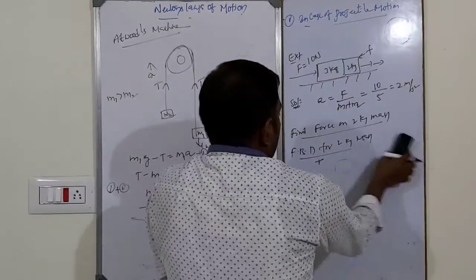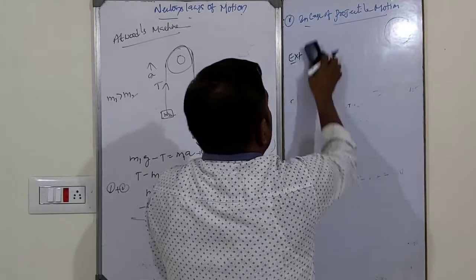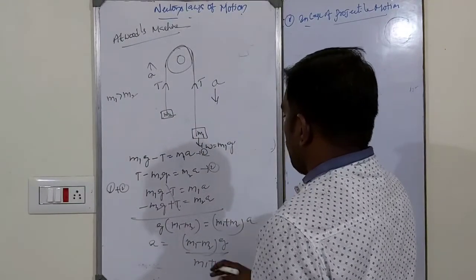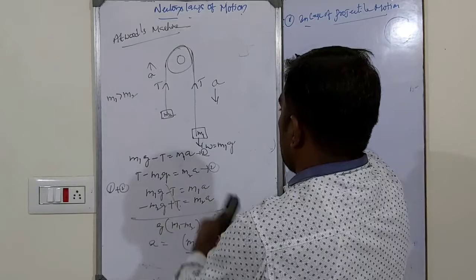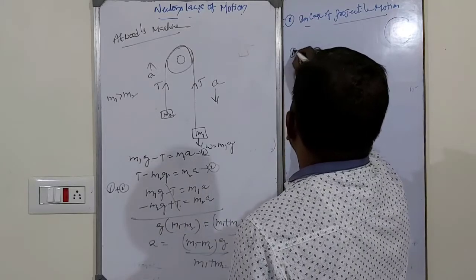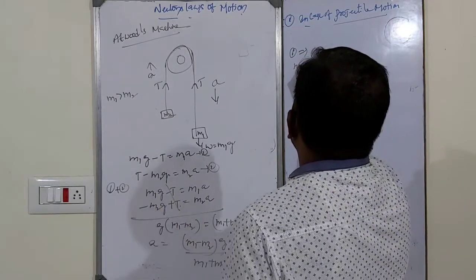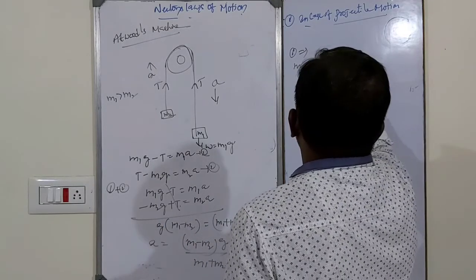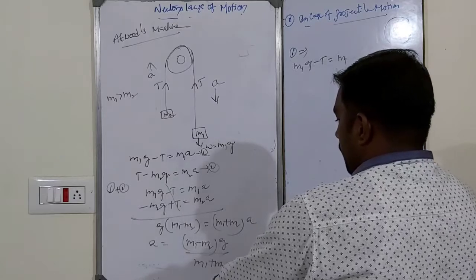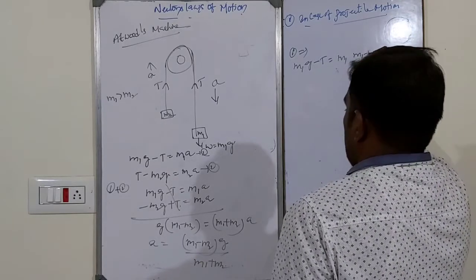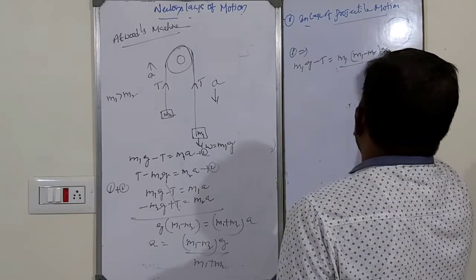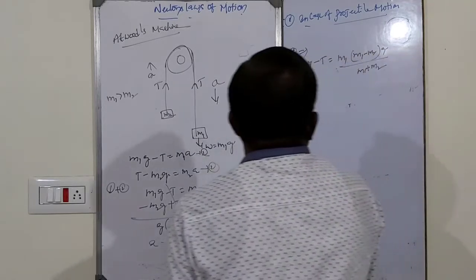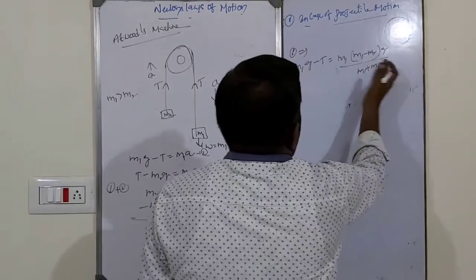So next, this is the acceleration. How to find out the tension? From equation 1 or 2, whichever. From equation 1, M1G minus T is equal to M1 into A. What is the value of A? M1 minus M2 into G divided by M1 plus M2.